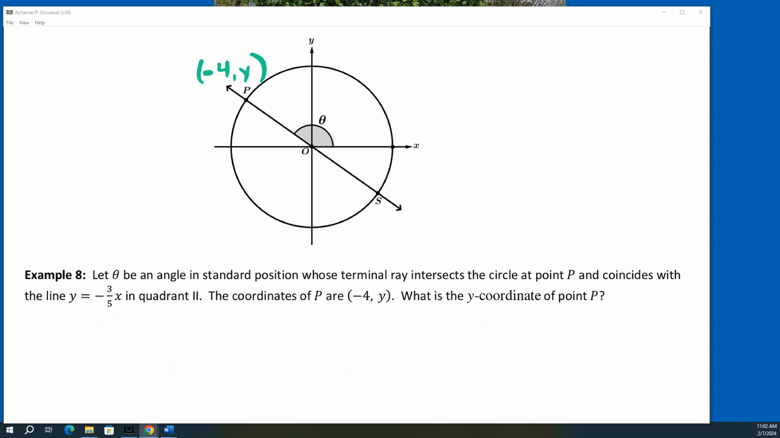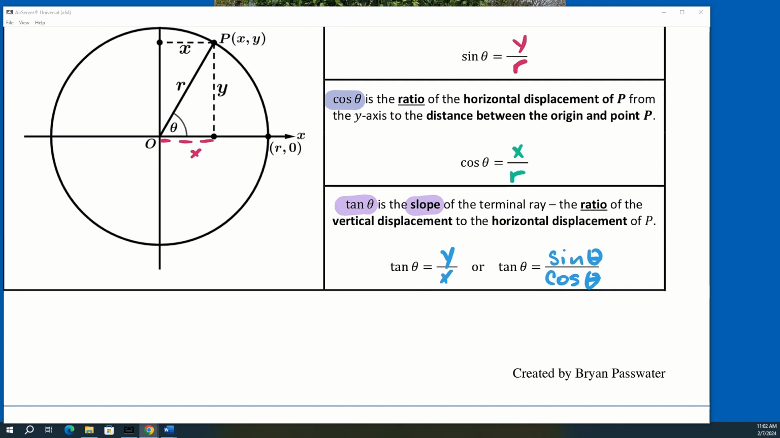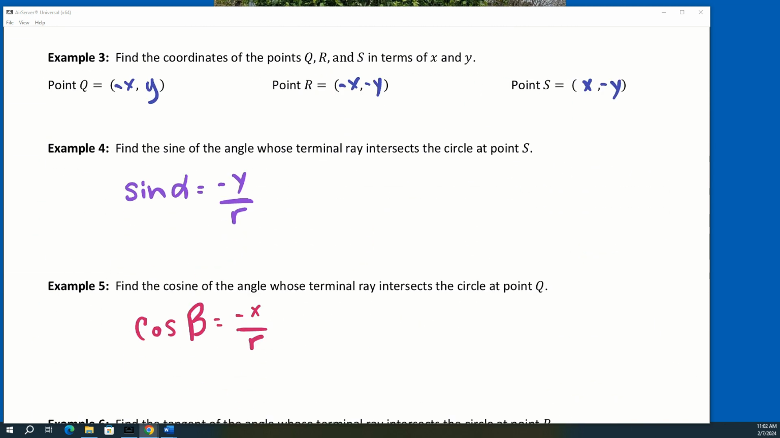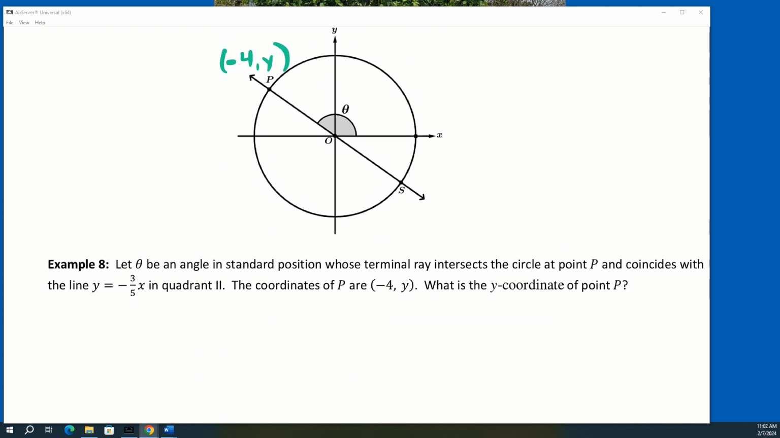Okay, so back at the beginning of the lesson, we talked about tangent being y over x, or the change in y over the change in x, and also being the slope of that ray. And so it tells us the slope, well, kind of. It tells you it's the line. What is the slope of this line? -3/5. So one thing we know is that the tangent of theta is equal to -3/5.